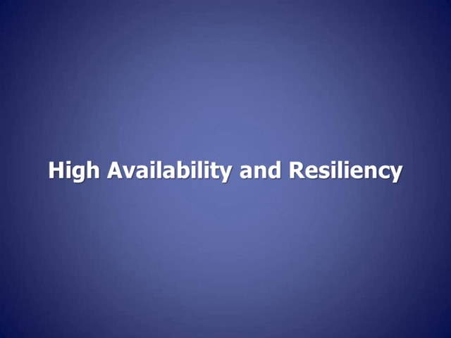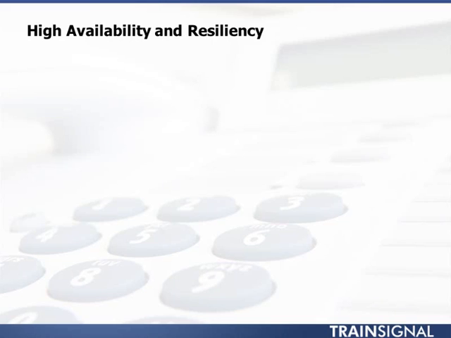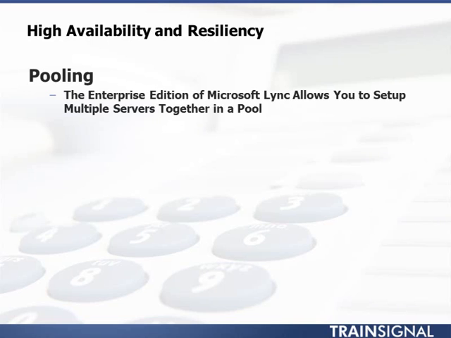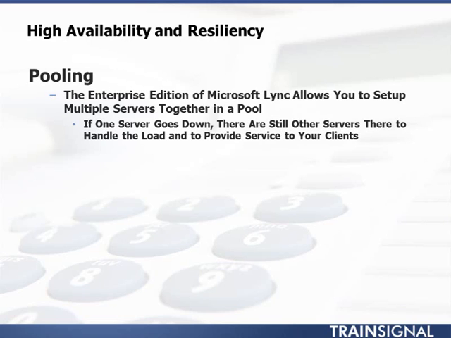Let's take a look at high availability and resiliency with Lync Server 2013. In order to provide high availability with Microsoft Lync Server 2013, our main high availability scheme is to use what's called pooling, where you set up your servers together in a pool. The Enterprise Edition of Microsoft Lync allows you to set up multiple servers together in a pool. So if one of your servers in the pool goes down, that's okay because we still have other servers there to handle the load and to provide service to your clients.